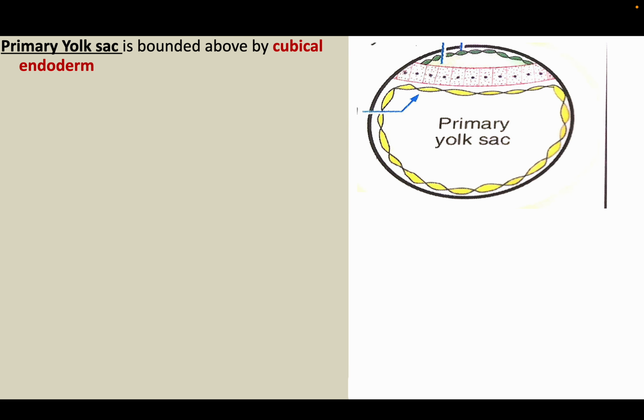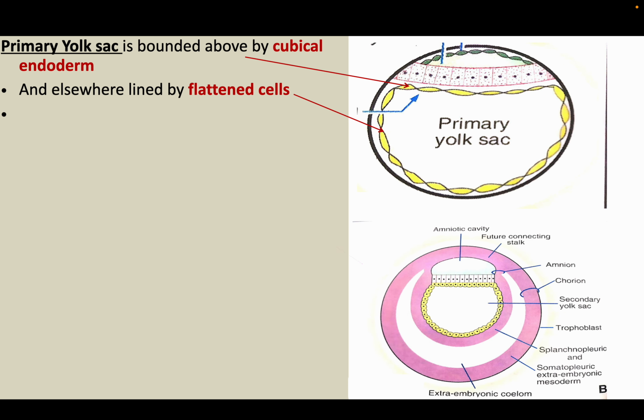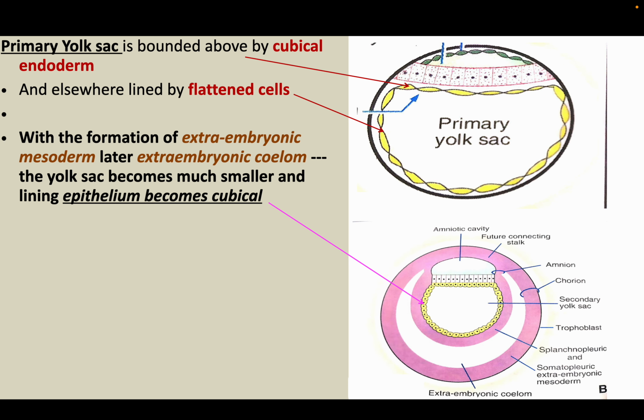Now coming next, the primary yolk sac is bounded above by the cuboidal endoderm and elsewhere lined by flattened cells. You can see in this diagram. Then, with the formation of extraembryonic mesoderm, and later the extraembryonic coelom, the yolk sac becomes much smaller and its lining epithelium becomes cuboidal. Now it is called the secondary yolk sac.